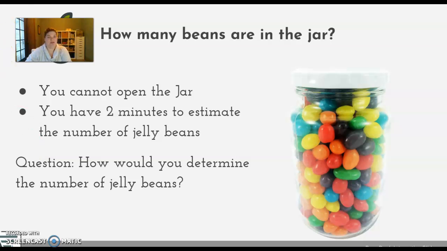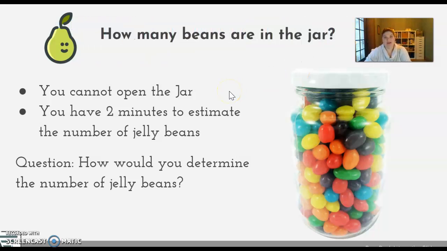To start us off, let's take a look at a question. How many beans are in this jar? So if you only have 2 minutes and you're unable to open the jar, what method would you use to try and make an estimate of how many jelly beans are in the jar? Take a moment to think about that and write it down. And this might be a good time to pause me, if you need a little bit more time to think about your answer.